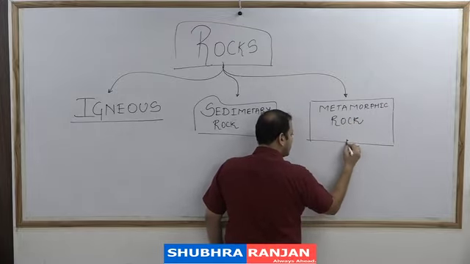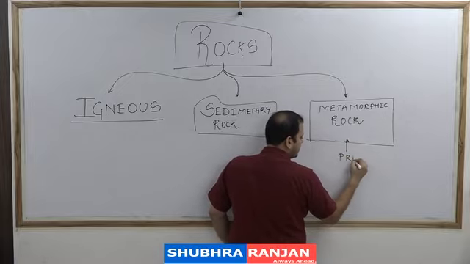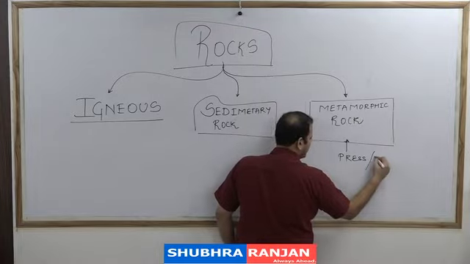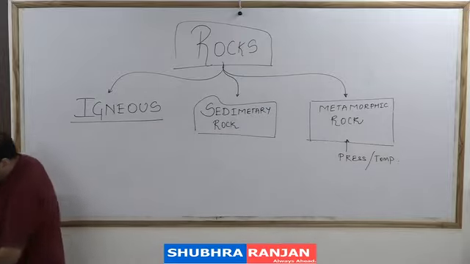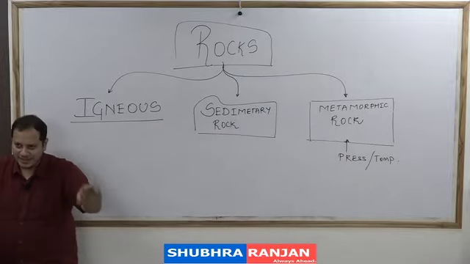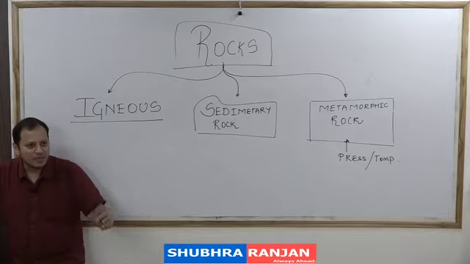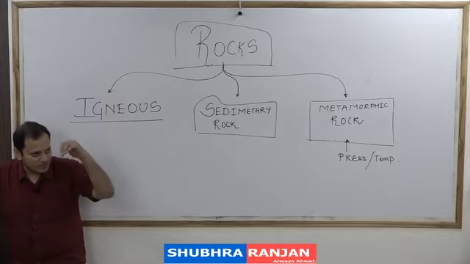Why is it caused? Either pressure will cause the change or temperature will cause the change, or both pressure and temperature will cause the change. Temperature मतलब ये sun की heat नहीं. Temperature means very very high temperature, that is the volcanic eruptions, or if it goes inside the mantle.